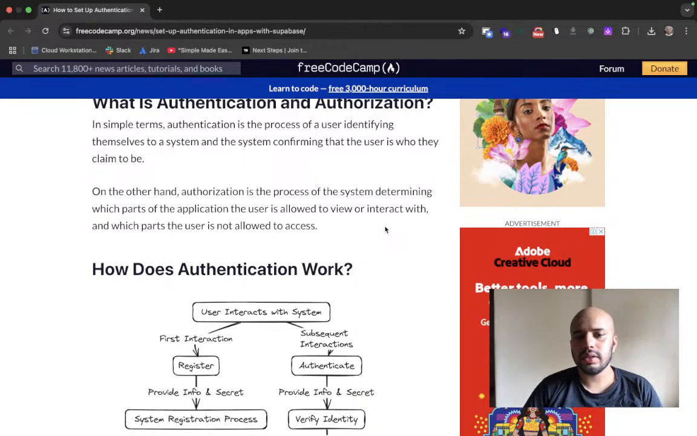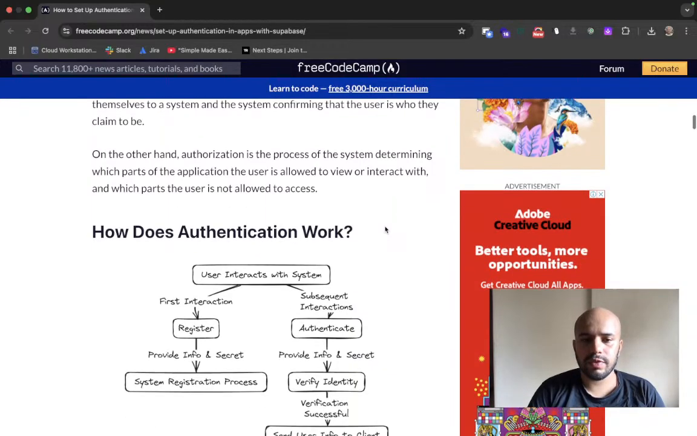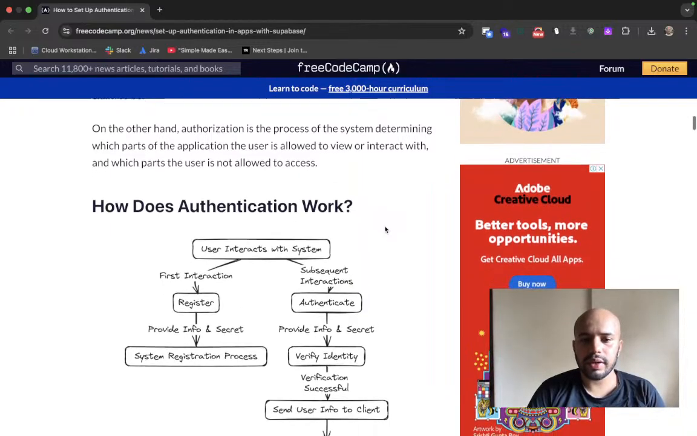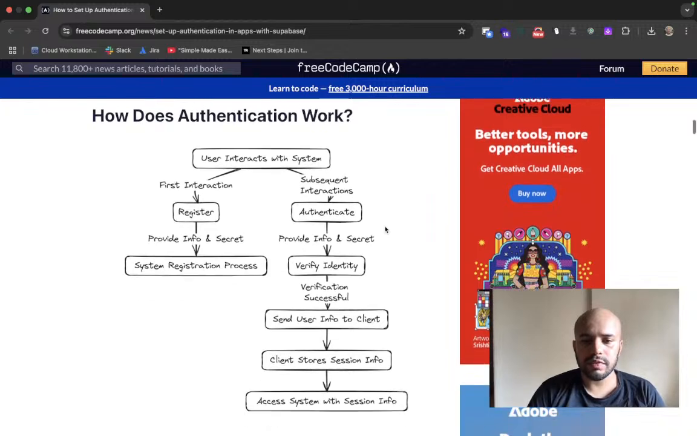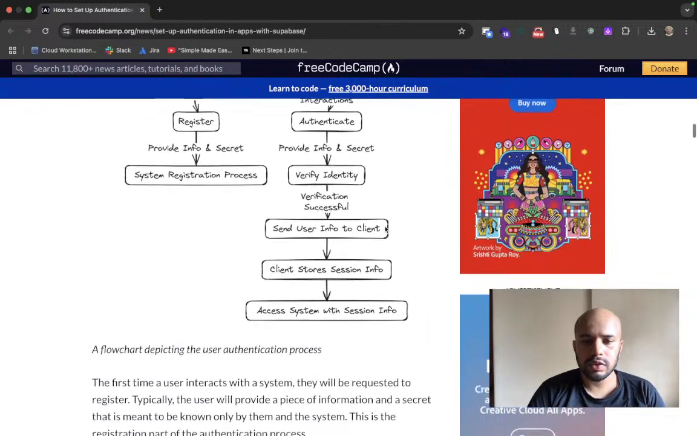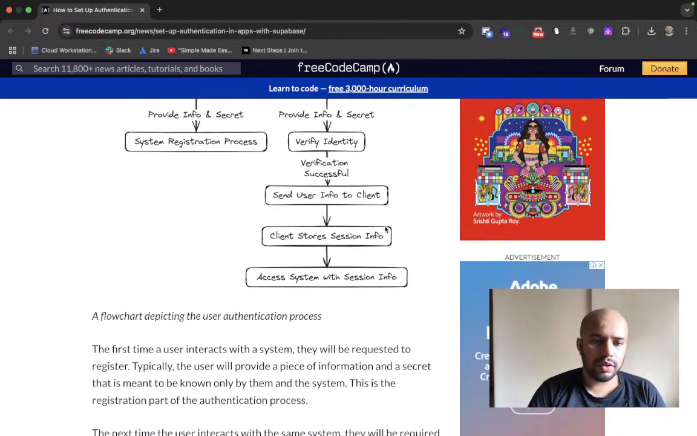How does authentication work? The user interacts with the system. First interaction: register, provide information and a secret, and the system completes the registration process. Subsequent interaction: authenticate, provide info and secret, the system verifies and identifies the user. If verification is successful, user info goes to the client, which stores session info and accesses the system with session info. The flowchart depicts the user authentication process.